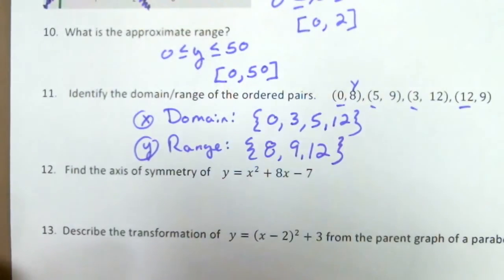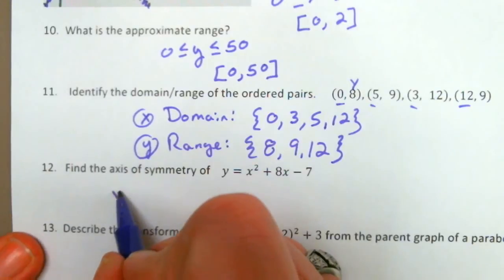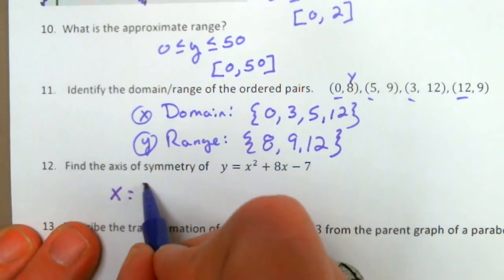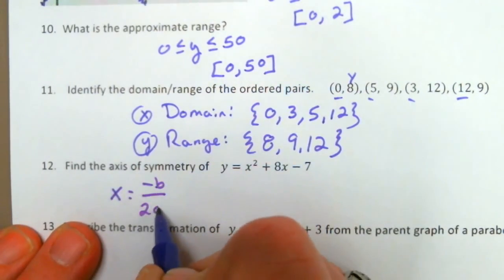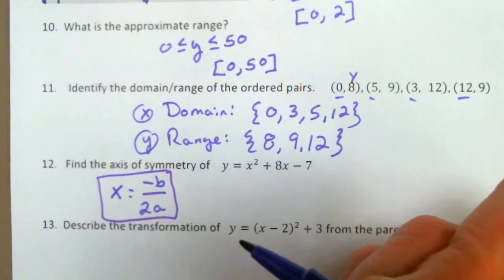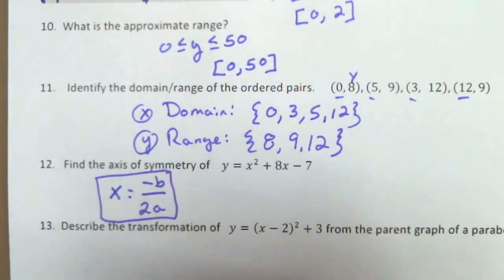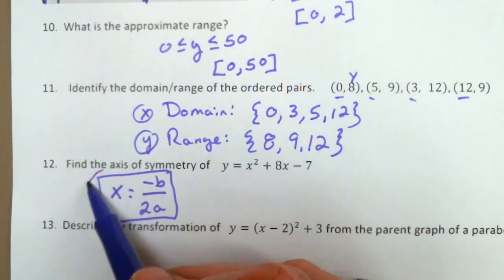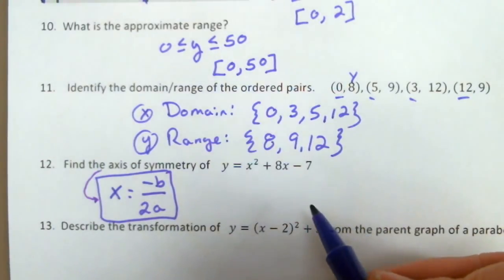For number 12, the axis of symmetry, you're going to need this formula for your note card. x equals the opposite of b over 2a. Don't try to rely so much on your memory when it comes to a big test like this. Put all the needed formulas on your note sheet.